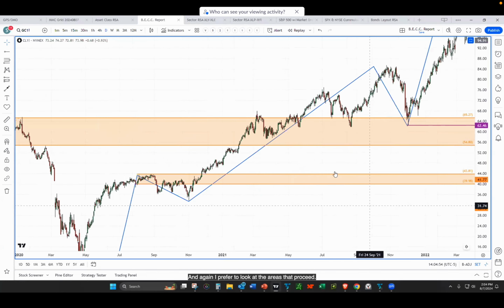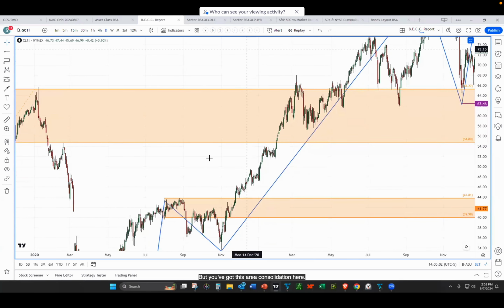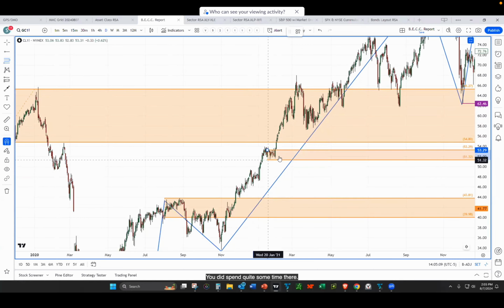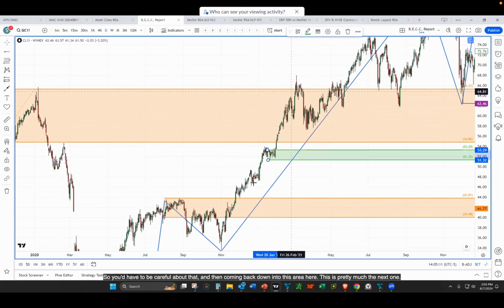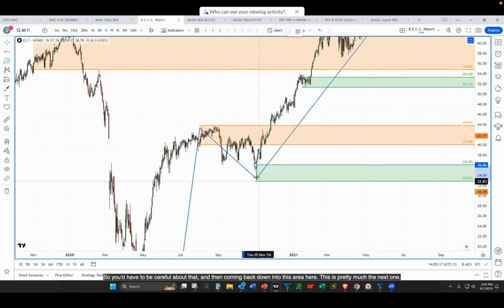Okay. And again, I prefer to look at the areas that precede where that higher time frame was tested. This is where the imbalance actually took place. But you've got this area of consolidation here. You did spend quite some time there, so you'd have to be careful about that. And then coming back down into this area here, this is pretty much the next one.